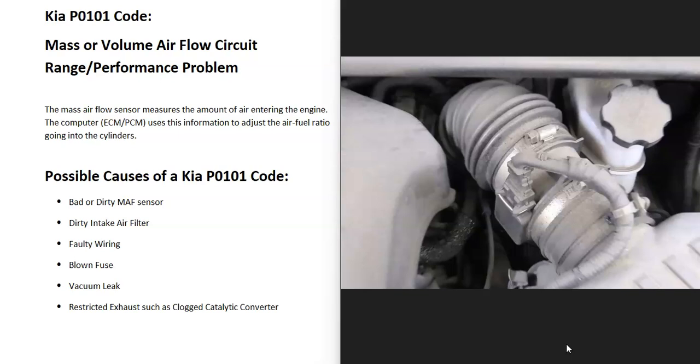And some possible causes, well, it could be a bad or dirty mass airflow sensor, could be a dirty intake air filter, could be in the wiring, could be a blown fuse, might be a vacuum leak. And it's also possible that the exhaust is restricted, like a clogged catalytic converter or something like that. But usually when that happens, you're going to get other codes. So if you are getting other codes, be sure to pay attention to that.